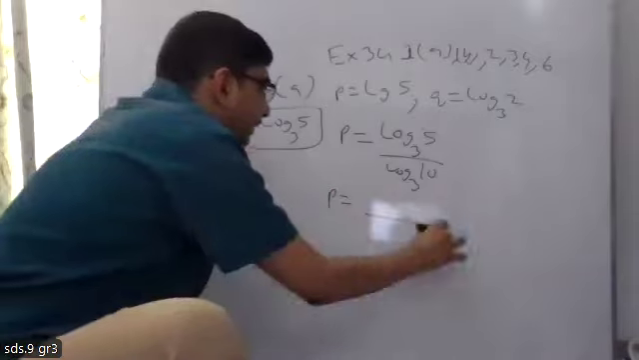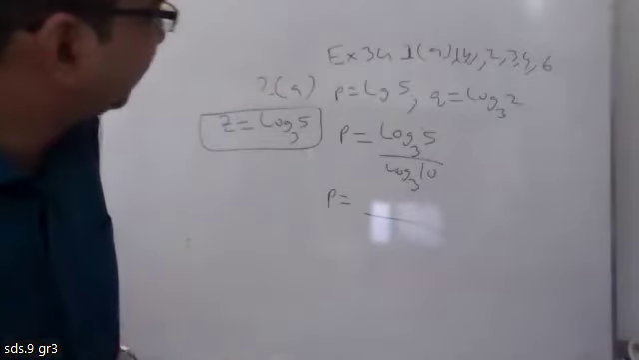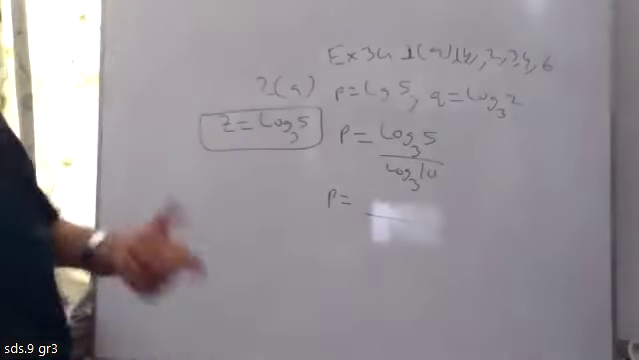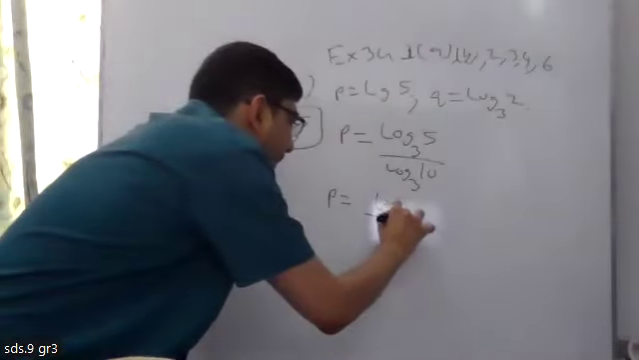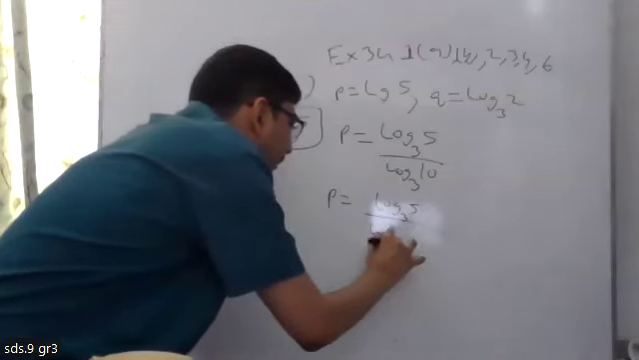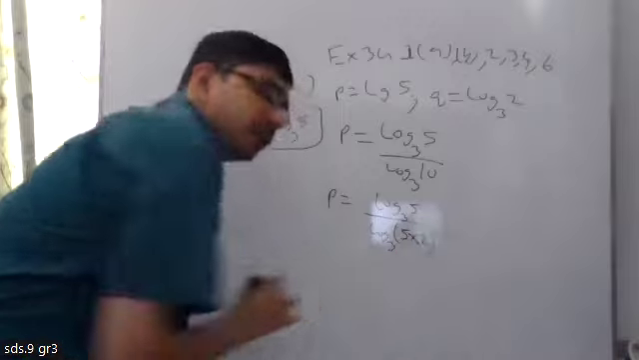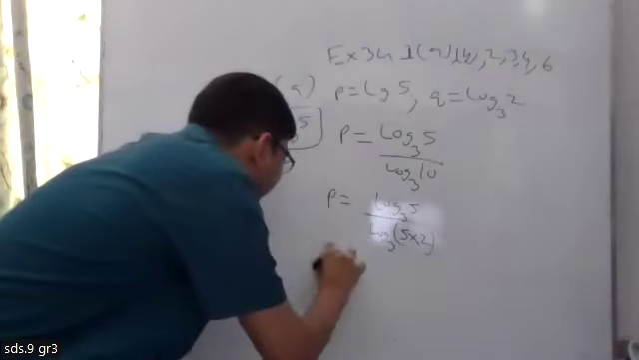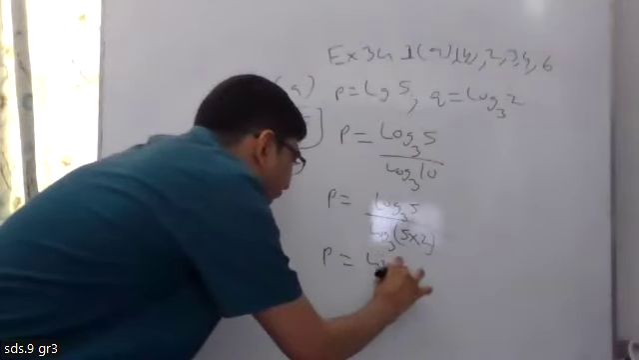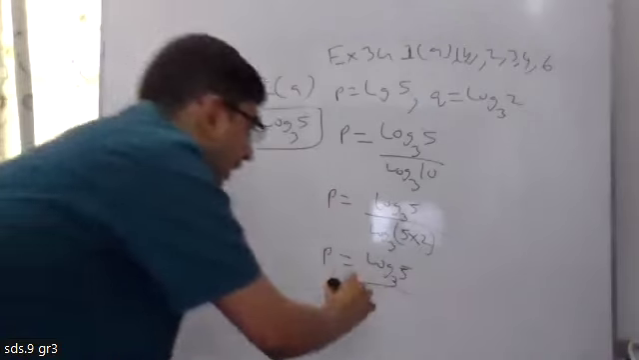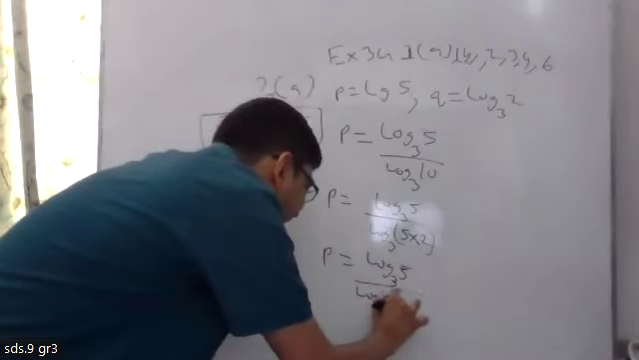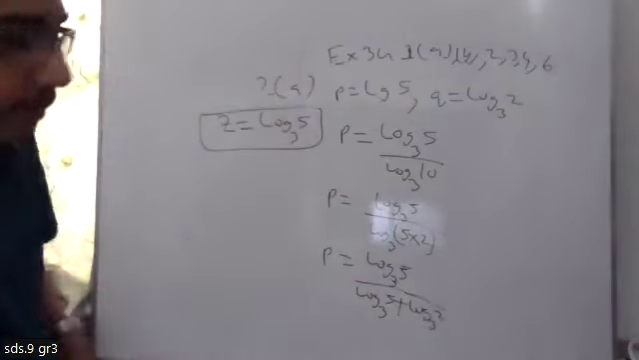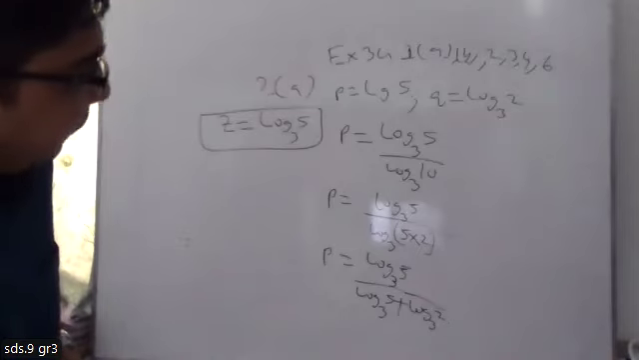Further, can I also write log base 3 of 10? How to write 10? Here you have 5, I see 5 over here, I see 2. So what is the best way to write 10? I can write 10 as 5 into 2. So I write it as log base 3 of 5 plus log base 3 of 2. See if you get up to this.